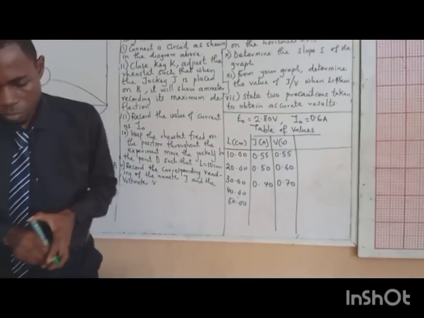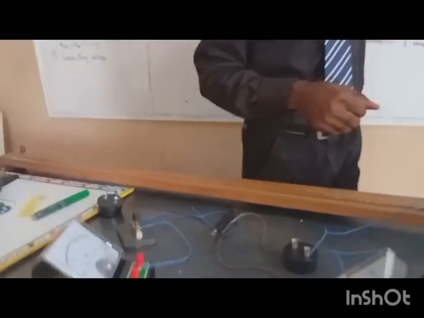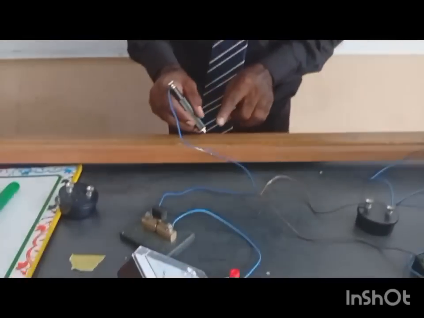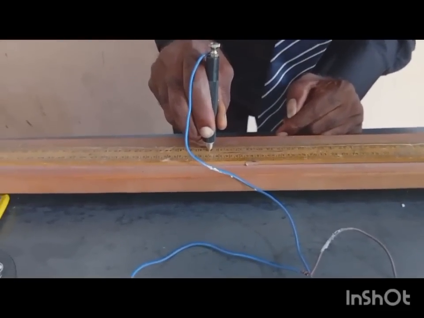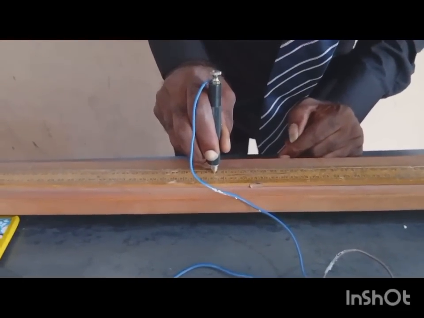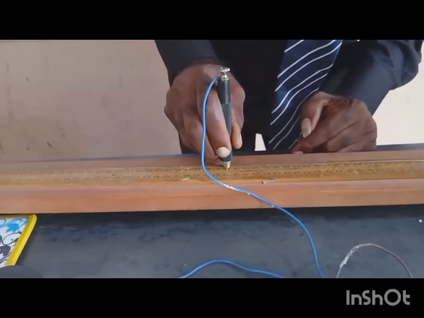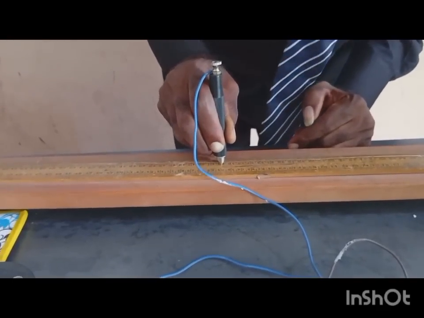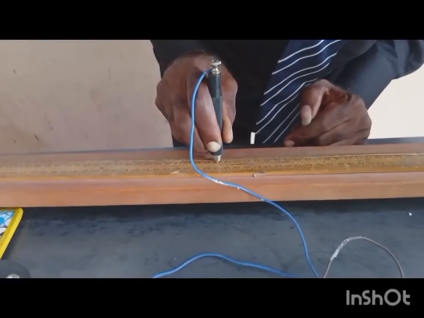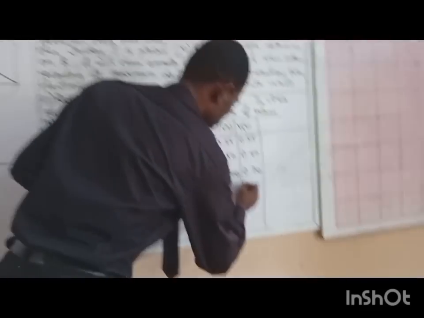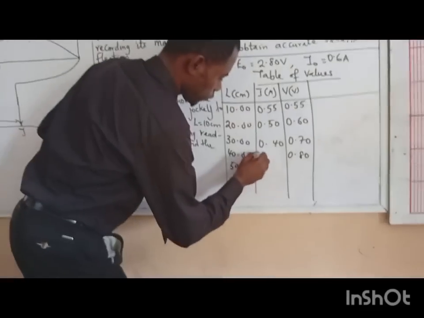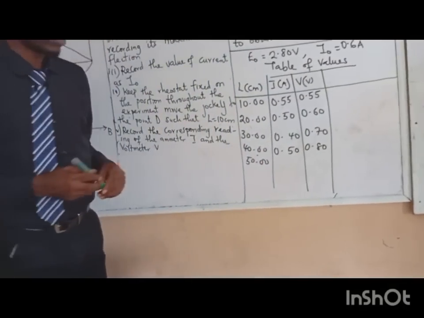I'm moving again. Camera, move closer. I want to quickly do what they said when it's 40. When it's 40, I have this one increase again, that is 0.8. I'm still having 0.5 here again. I don't know what happened there. That is 0.8, 0.5. We are still going to verify what happened there.